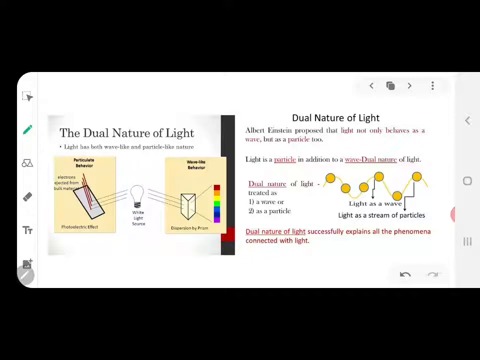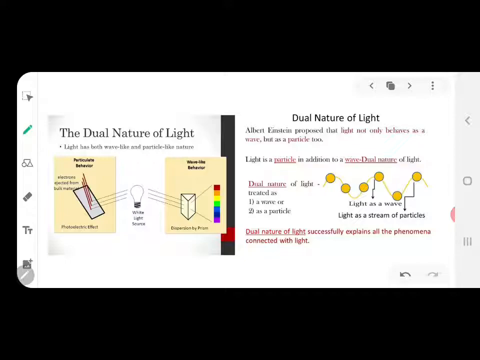As Albert Einstein has written, it seems as though we must use sometimes the one theory and sometimes the other, while at times we may use either. We are faced with a new kind of difficulty. We have two contradictory pictures of reality. Separately, neither of them fully explains the phenomena of light, but together they do.